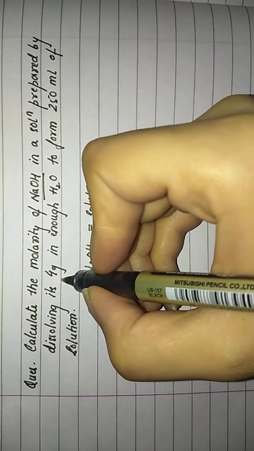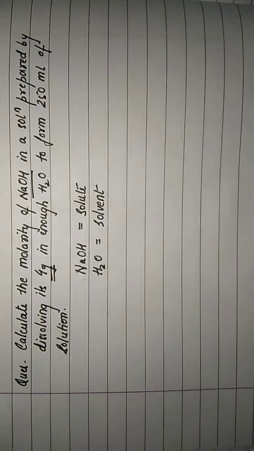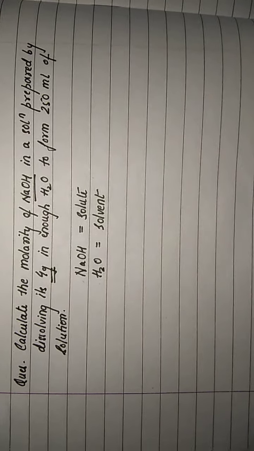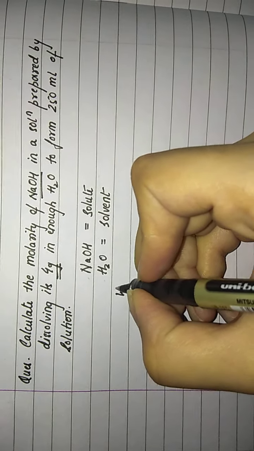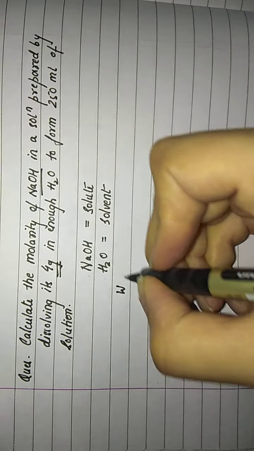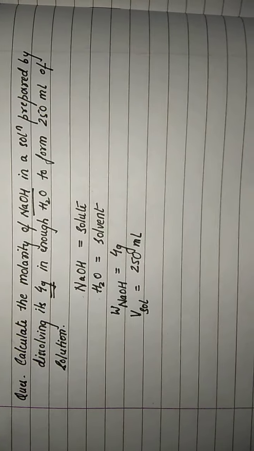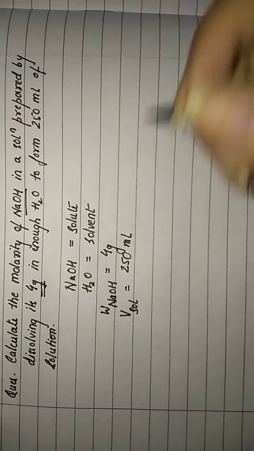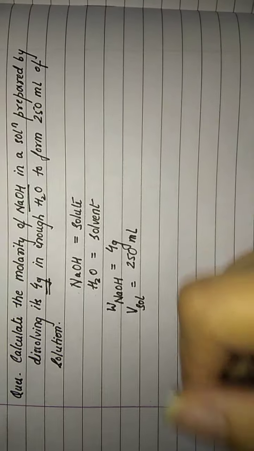Now I have been given the W, the mass of the solute. So what is given to me is W of NaOH is equal to 4 grams. And what else is given to me? 250 ml of solution. Volume of the solution is also given to me in milliliter. Okay, so how will I convert it into liter? I will divide it by 1000. I will do it directly in the expression of molarity.